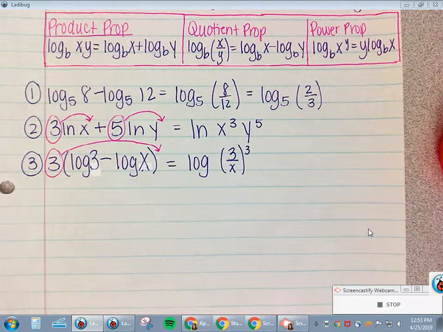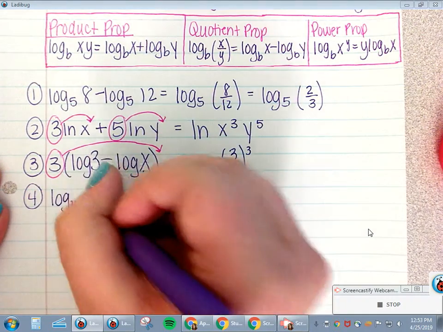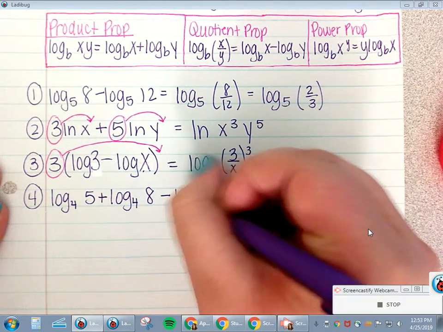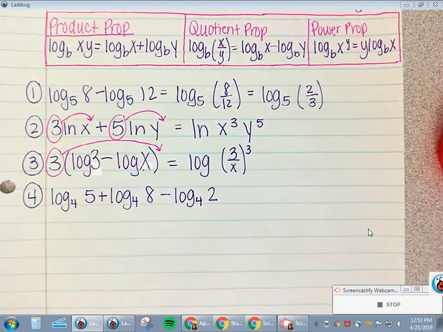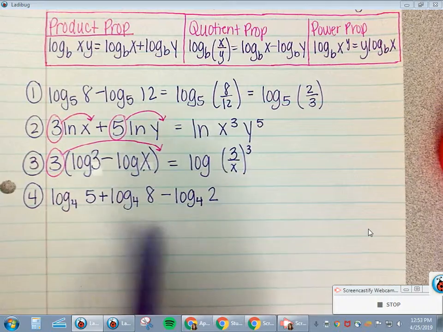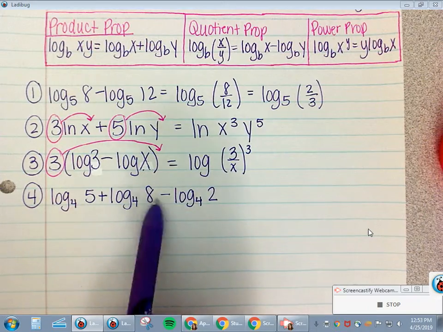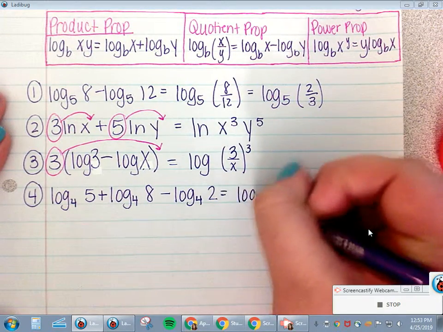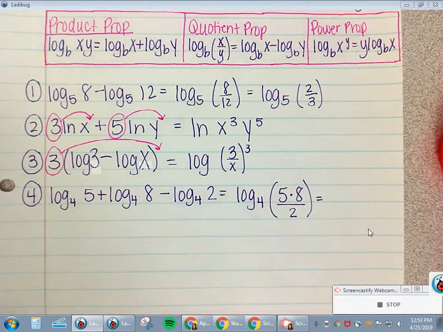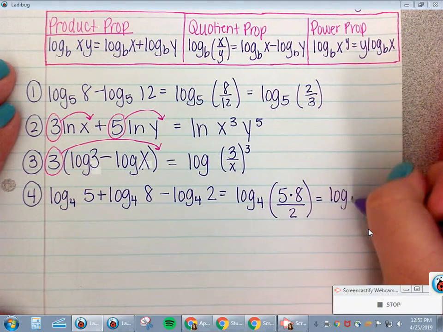All right, let's look at some more. Number 4. Say I had log base 4 of 5 plus log base 4 of 8 minus log base 4 of 2. So we've got a multiply and a subtract. PEMDAS says you go left to right. So let's do these guys first, 5 times 8, and then over 2. So log base 4 of 5 times 8 over 2. And we can obviously simplify this. 5 times 8 is 40. 40 over 2 is 20. So log base 4 of 20.